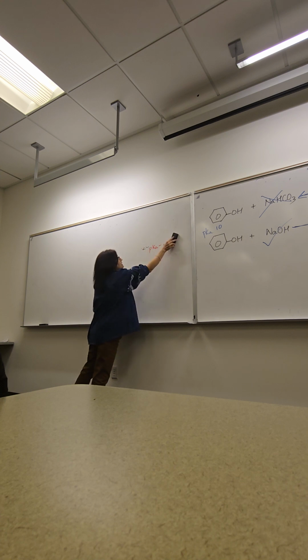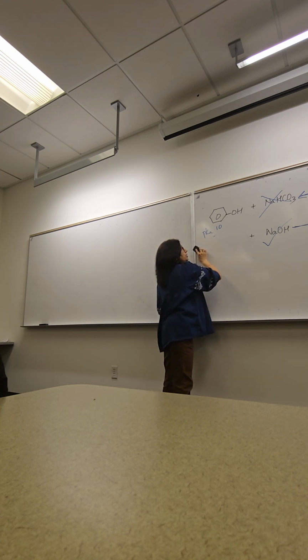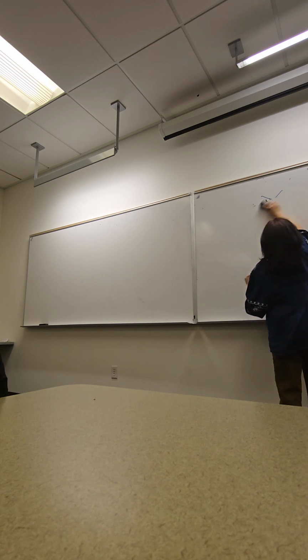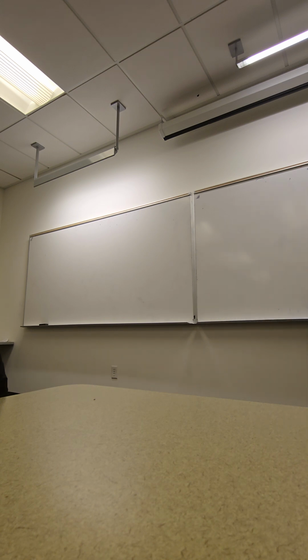Please remember, in acid-base reactions, equilibrium is always in the direction of the weaker acid. Always. Okay, so that's the acidity of carboxylic acids.